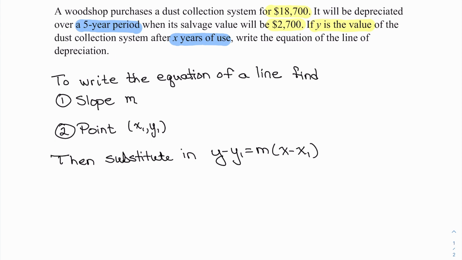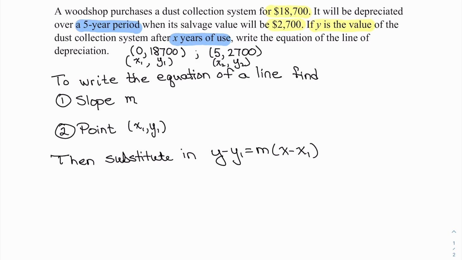We have the ordered pair when we have 0 years of use. It's $18,700 for its value. And we also have the ordered pair after 5 years of use. It's $2,700. And so that gives me my x sub 1, y sub 1 for my first point, and x sub 2, y sub 2 for my second point.